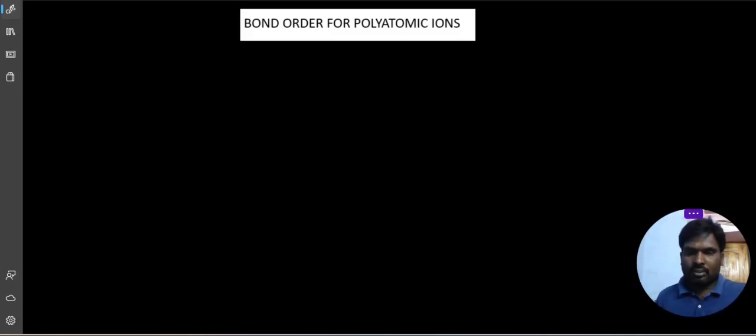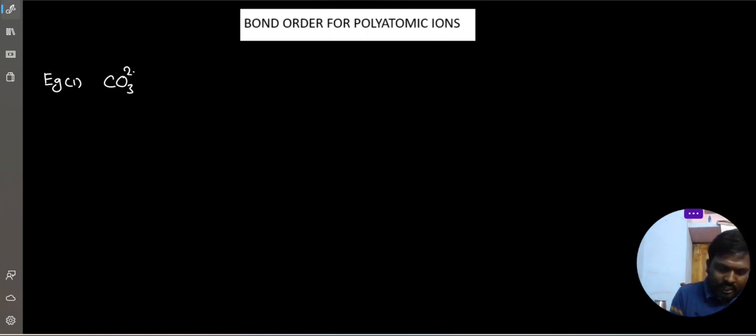Students, dear students, this is a very important concept: bond order for polyatomic ions, from chemical bonding and molecular structure. Example 1: the carbonate ion, CO3 2 minus. This is a polyatomic ion. How can you find out or calculate the CO bond order in the carbonate ion?